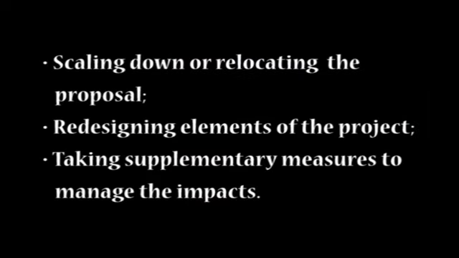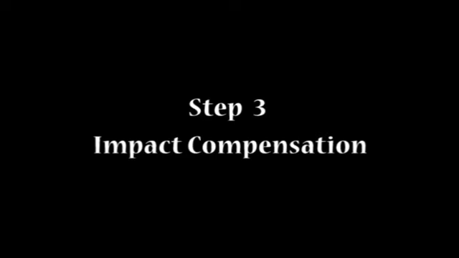Step 2. Impact minimization. During this stage, adverse impacts should be reduced to as low as practicable levels. This step is usually taken during impact identification and prediction to reduce the degree and extent of adverse impacts. It can be achieved by scaling down or relocating the proposal, redesigning elements of the project, and taking supplementary measures to manage the impacts.